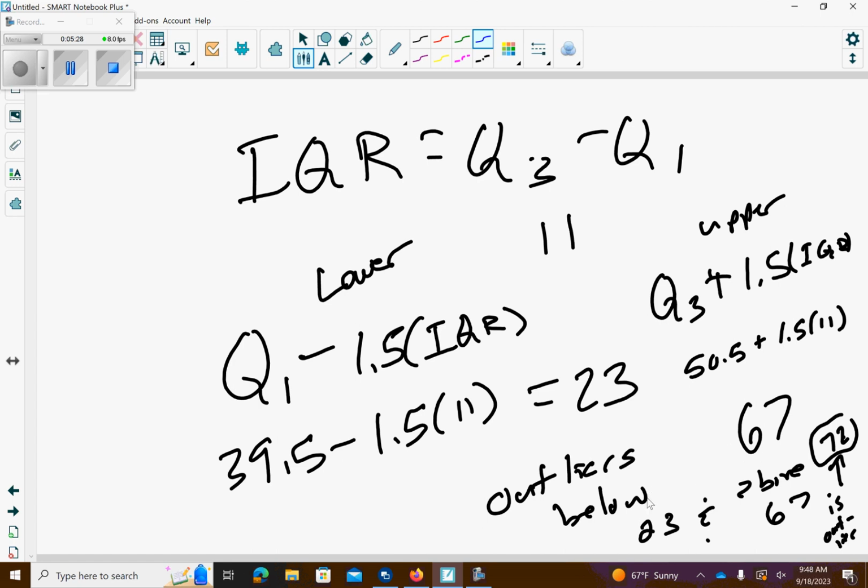So our outliers would have to be below 23 and also above 67. So 72 is the only outlier. There's not an outlier to the left.